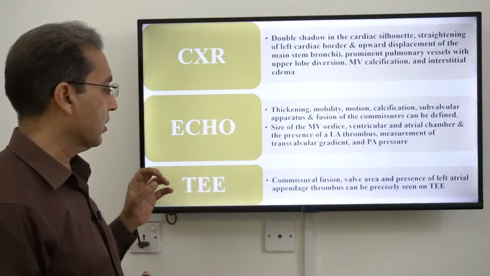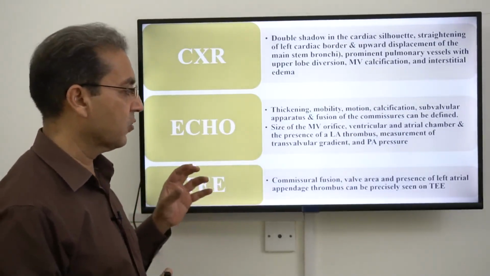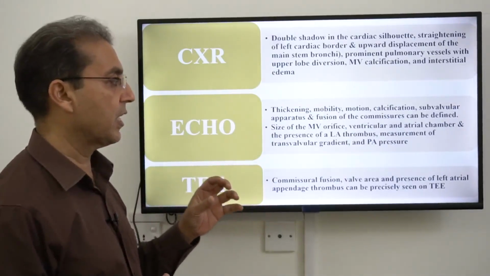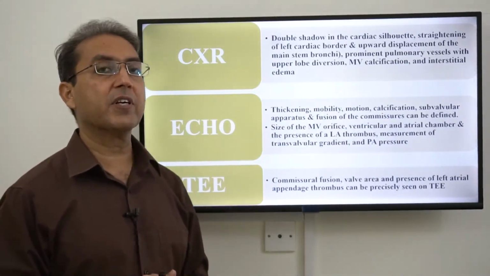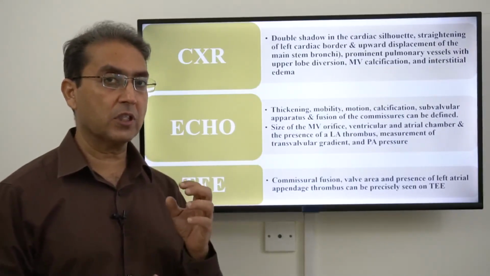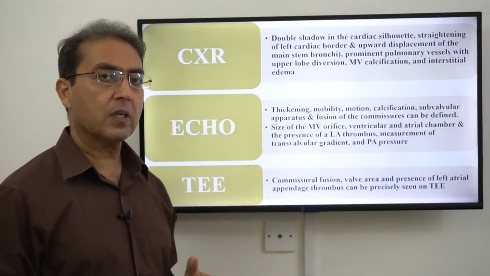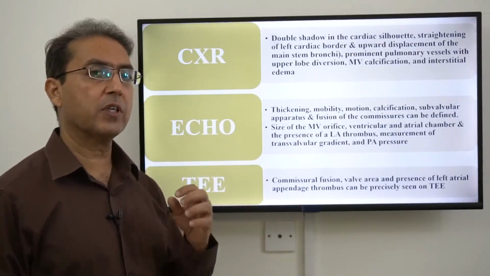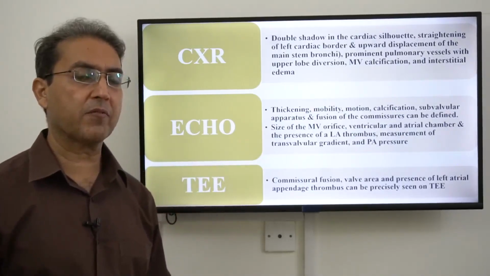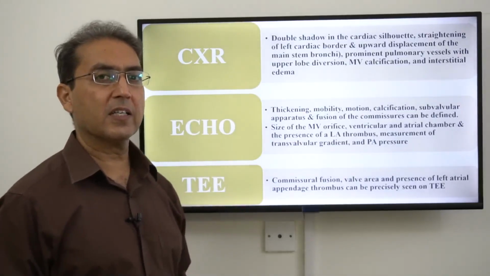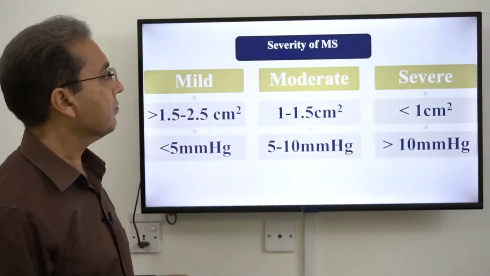We can go for transesophageal echocardiography. The transesophageal echo tells us about the commissural fusion, the valve surface area, and the left atrial appendage. If it contains a thrombus, that can be seen on TEE very nicely if it is missed on transthoracic echo. So in patients who have atrial fibrillation and we suspect that there may be a problem in the left atrial appendage, TEE is an investigation in which we can see, and then we can plan treatment.